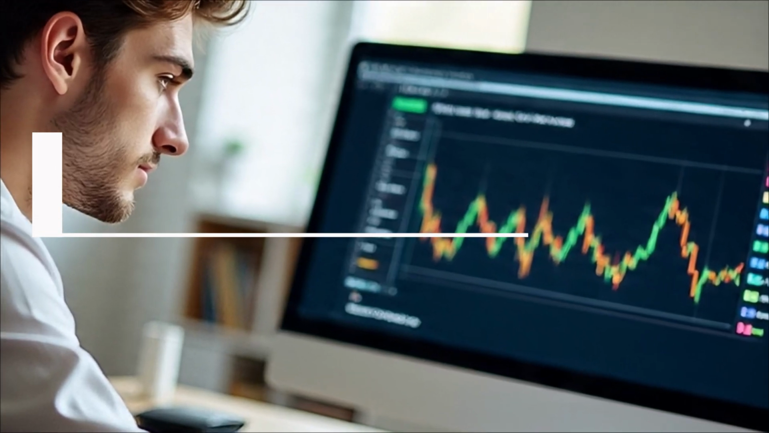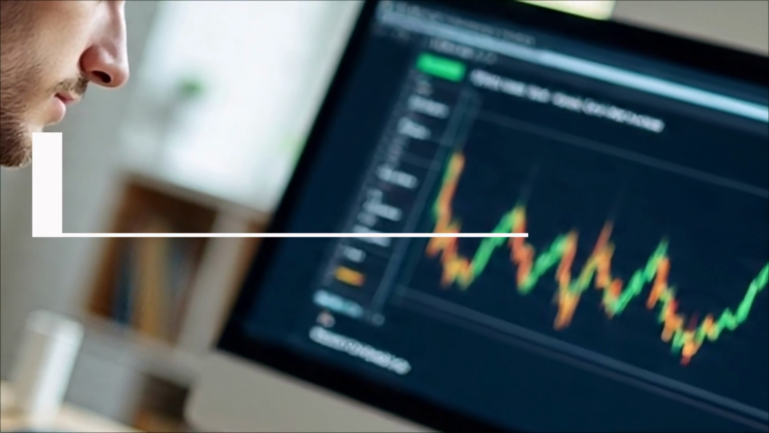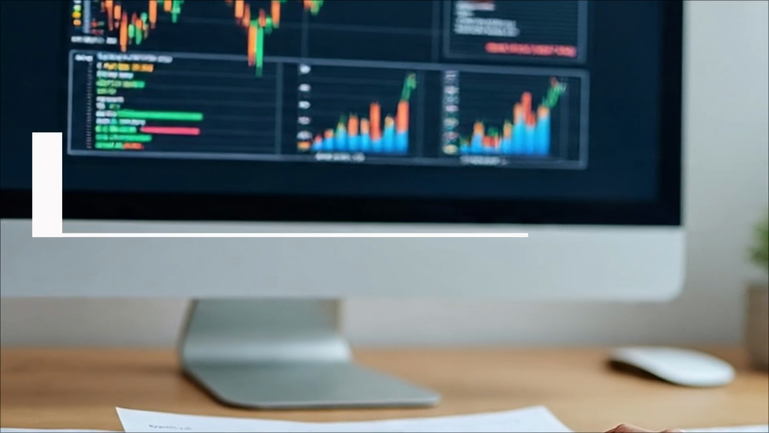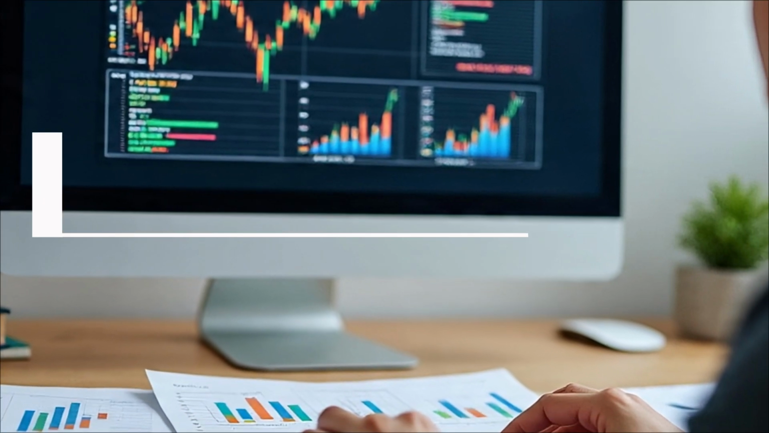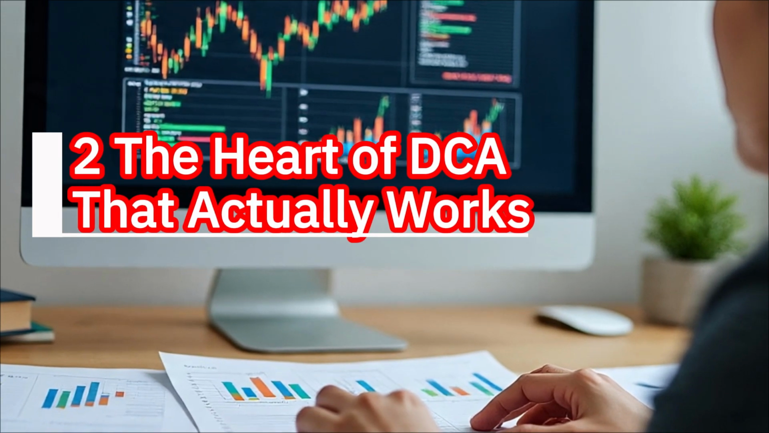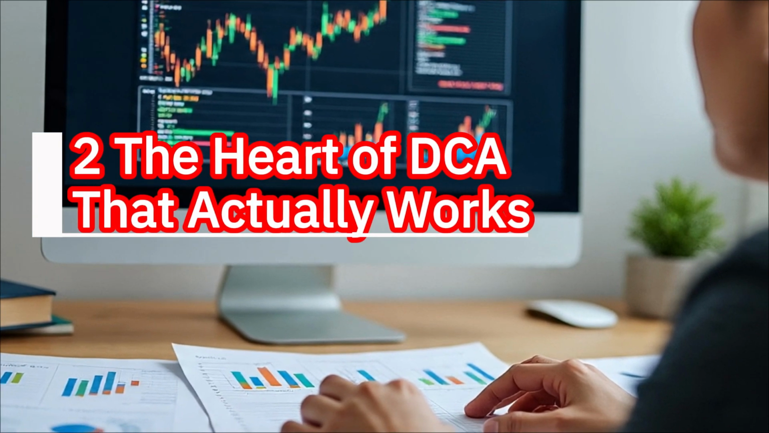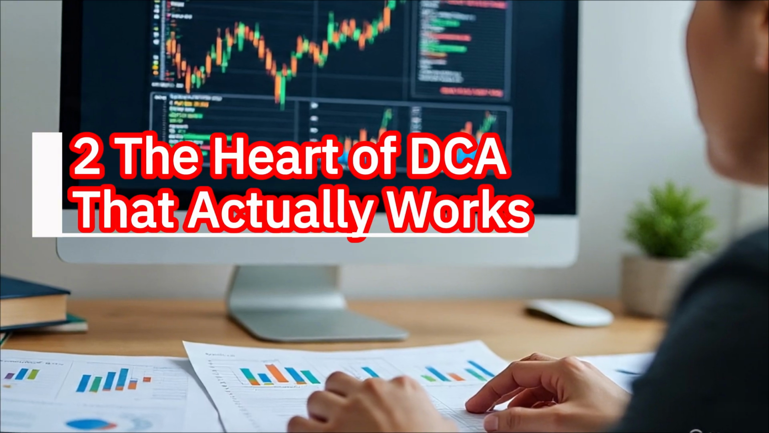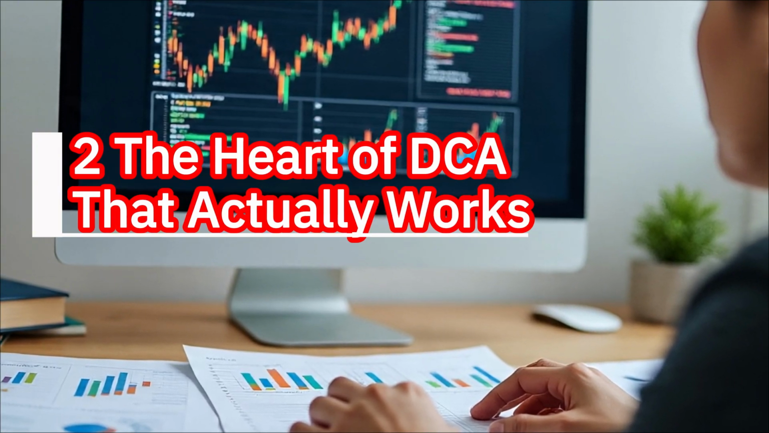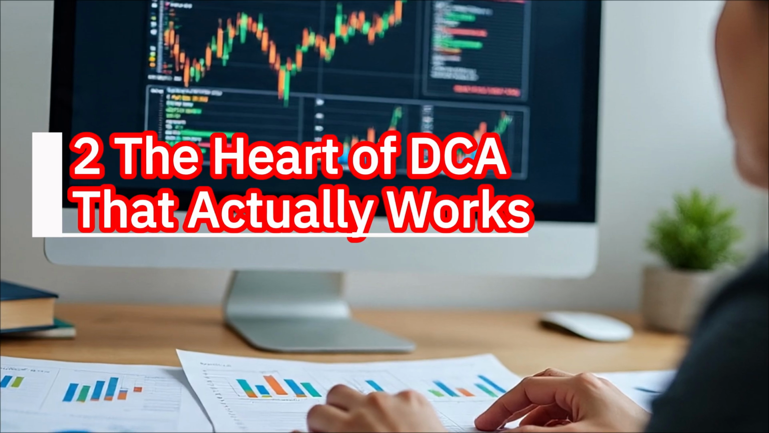In reality, DCA works best when we use it with assets that have two crucial qualities. The first quality is a long-term growth trend. Imagine we're climbing a mountain that's getting higher and higher. Even if there are a few dips along the way, overall, we're heading in an upward direction. The second quality is volatility along the way. This might sound strange, right?